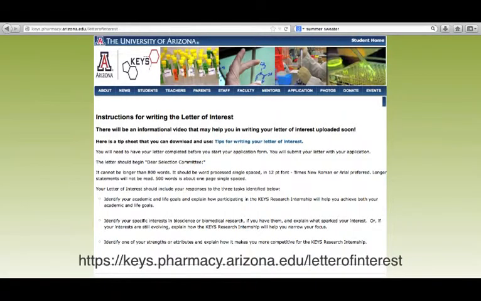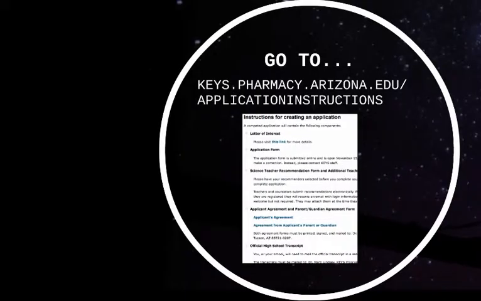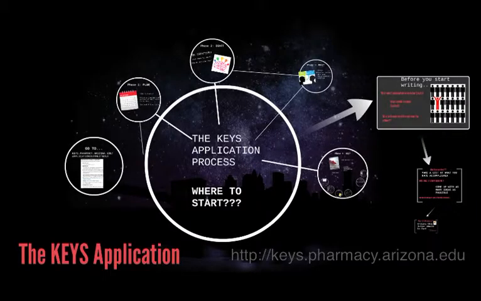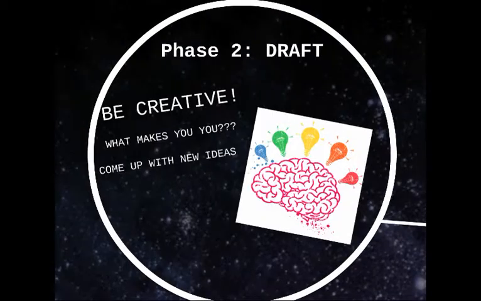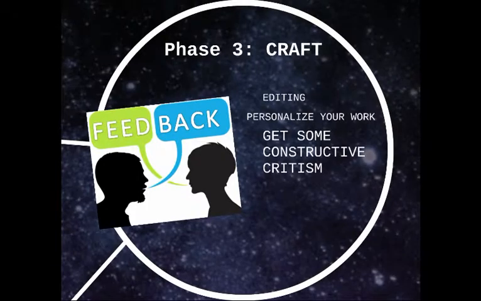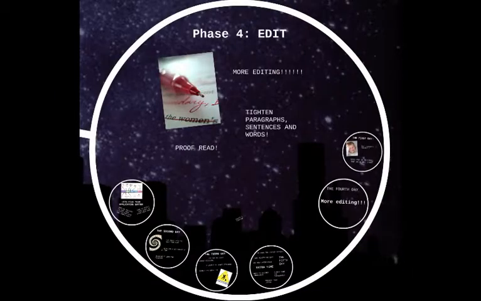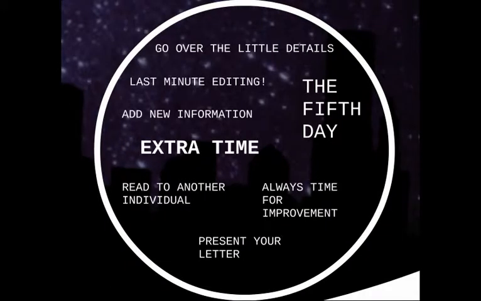We have created this video to help you prepare your letter of interest for your Keys application. You can find the instructions in creating your personal statement on our Keys website, located at keys.pharmacy.arizona.edu/application instruction. There are 5 phases in creating a letter of interest. The first phase is planning, the second phase is drafting, in the third phase you craft, the fourth phase you edit, and in the final phase you allow yourself extra time.